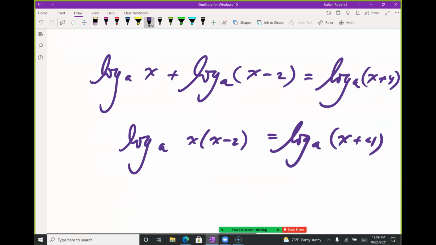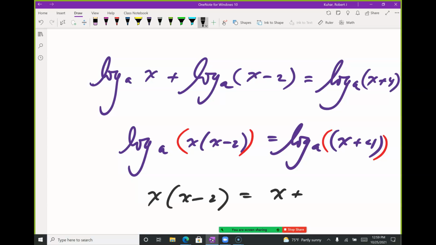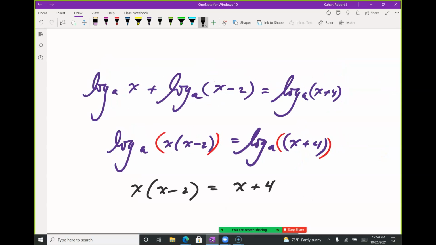And at this point, I realize I have one-to-one functions. So I've got two equal y values here, which means what's got to be true about the interiors? Since my exteriors are equal and it's a one-to-one function, my interiors have to be equal. So I get x times x minus 2 has got to be equal to x plus 4. And I'm back in 9th grade. I've got a quadratic again.